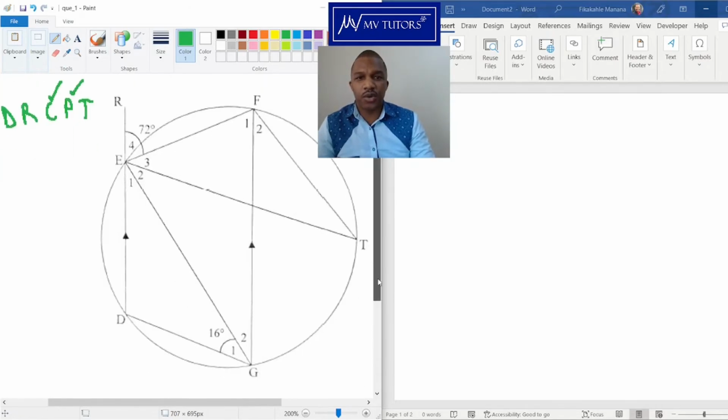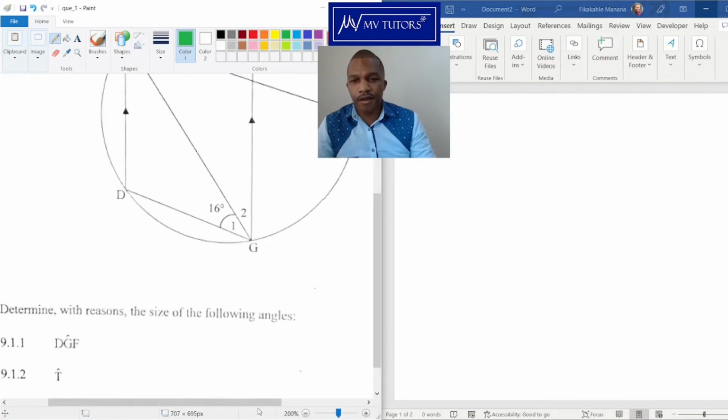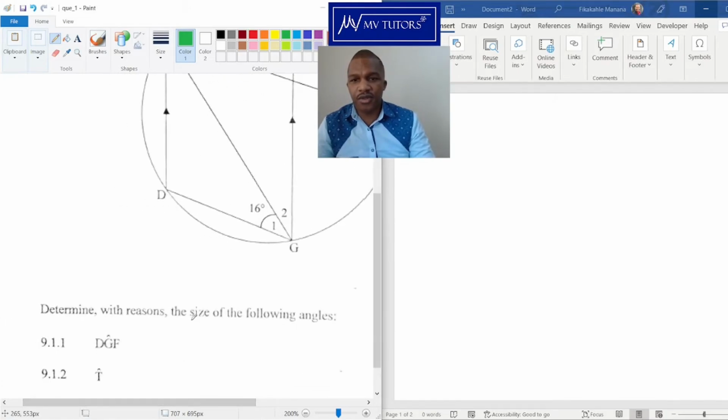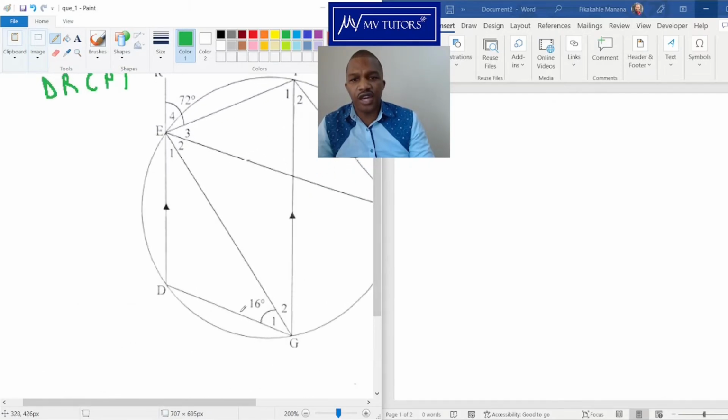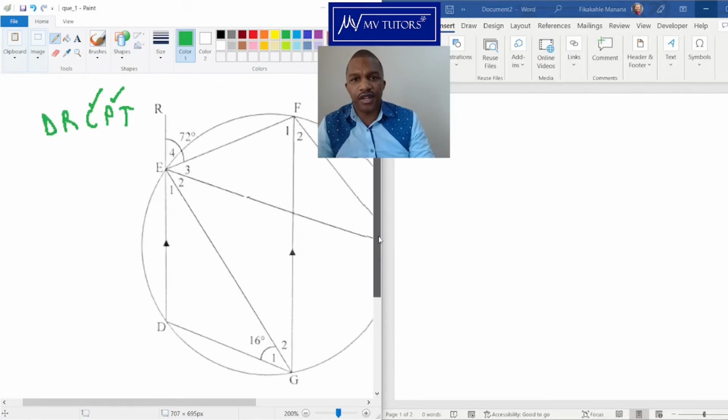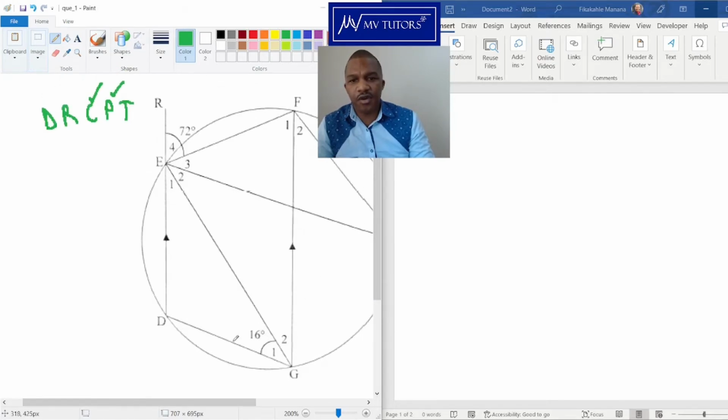So let's go look at the questions then. It says determine with reason the size of the following angles. DGF. So where is DGF? Okay, I see DGF right there. They want this whole angle right there. Let me use a different color because I've been on this green tip. Let's go red. So DGF, that's the one. It's too big, I don't like it.